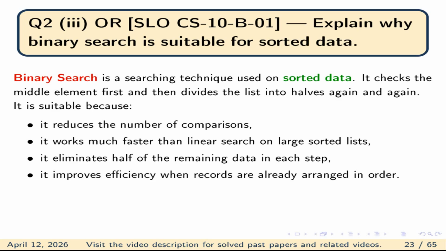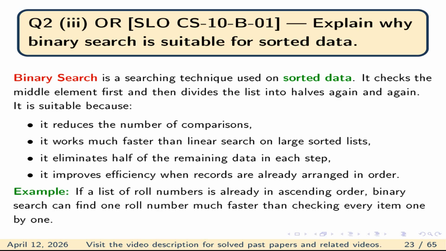It works much faster than linear search on large sorted lists. It eliminates half of the remaining data in each step. It improves efficiency when records are already arranged in order. Example, if a list of roll numbers is already in ascending order, binary search can find one roll number much faster than checking every item one by one.